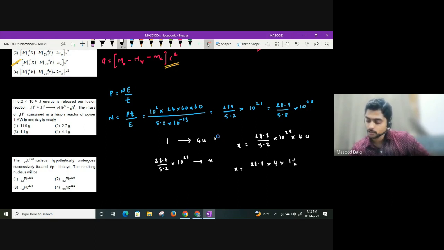U value is anyhow 1.67 into 10 power minus 27 kgs you will get, guys, which I can write as 10 power minus 22 into minus 27 will be minus 5 you will get. Divided by how much will this be? 5.2. So I can take 4 ones, 4 13s you will get, guys.